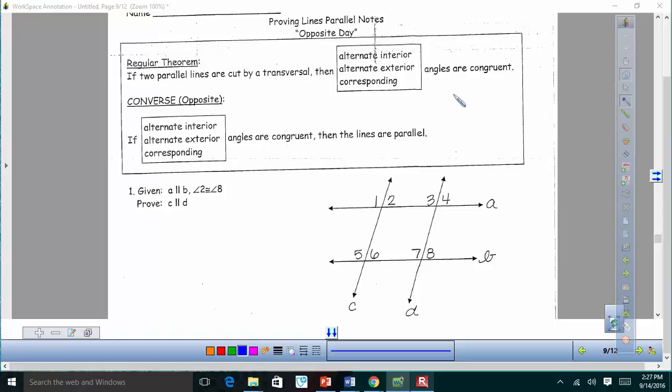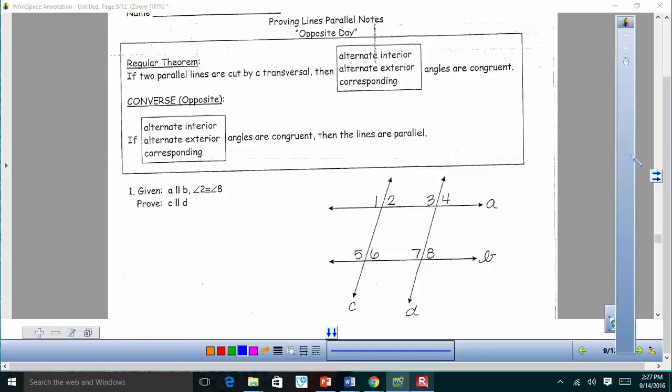Today we're going to use the reverse of that, called the converse. We are going to use the statement: if alternate interior, alternate exterior, or corresponding angles are congruent, then that means our lines are parallel. So we're going to have to shift from what we've been thinking to a different mentality. The first couple I'm just going to do for you so you can see the path, how it goes, and then I may test your knowledge and see if you know how to do it.